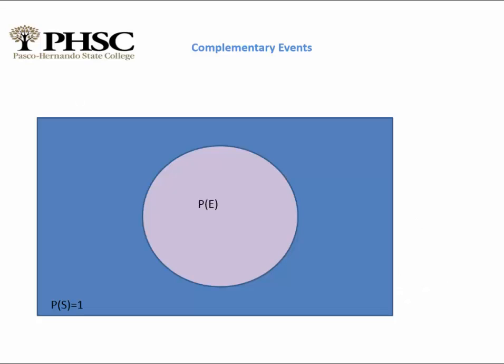Using Venn diagrams, the circle is the sample space for the probability of the event. The blue rectangle is the sample space, so the probability of the sample space equals 1, and that's going to include the probability of the event and the probability of the complement of the event, which is the blue shade. Therefore, the probability of the complement would be 1 minus the probability of the event.